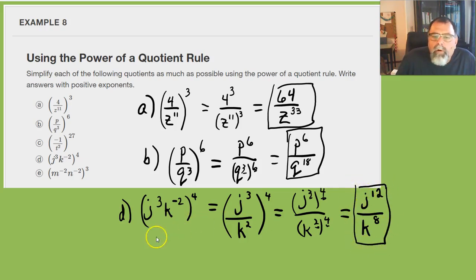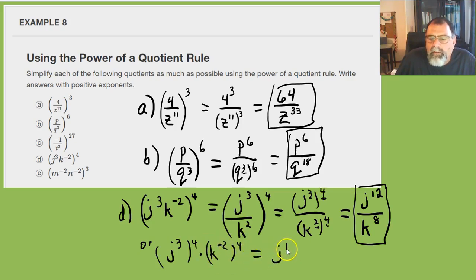What I was saying before, the other way you could have done this is instead of converting it that way, we can do the product raised to a power. So we can do j to the third to the 4th power times k to the negative 2 to the 4th power, which is j to the 12th, k to the negative 8, because negative 2 times 4 is negative 8, and then use the negative exponent rule, which will get you that answer. Okay, so either way is fine.